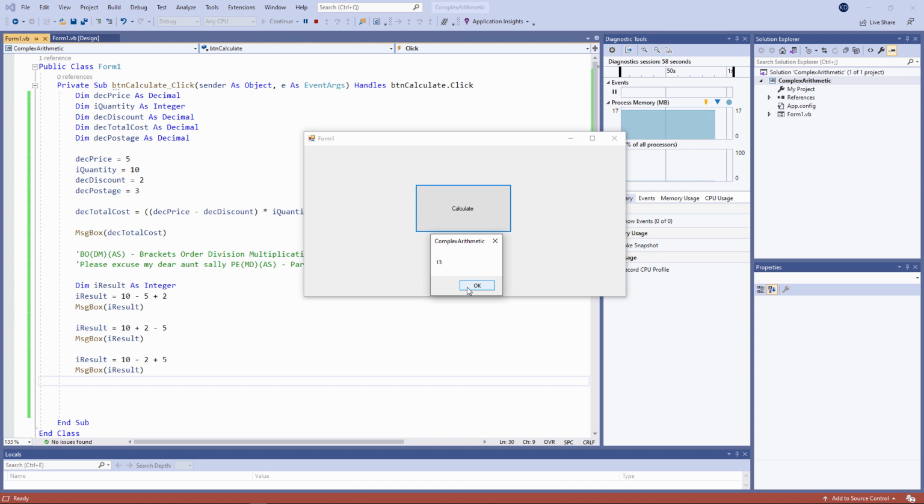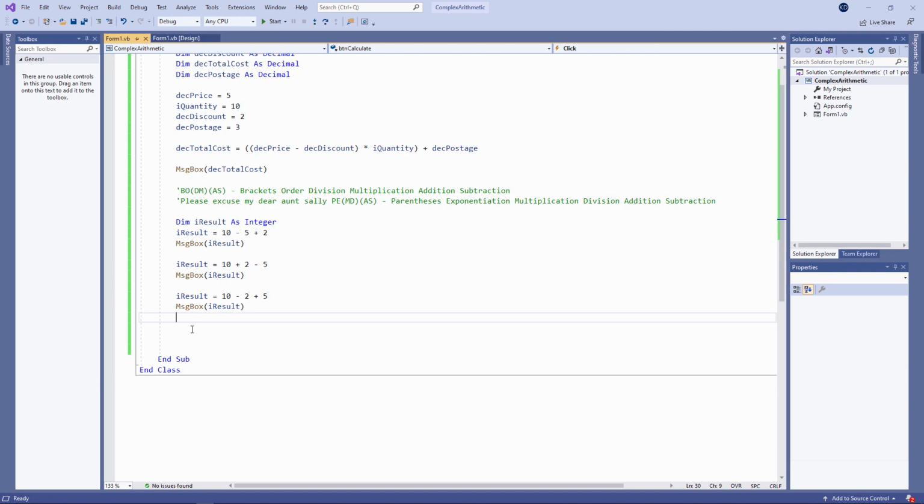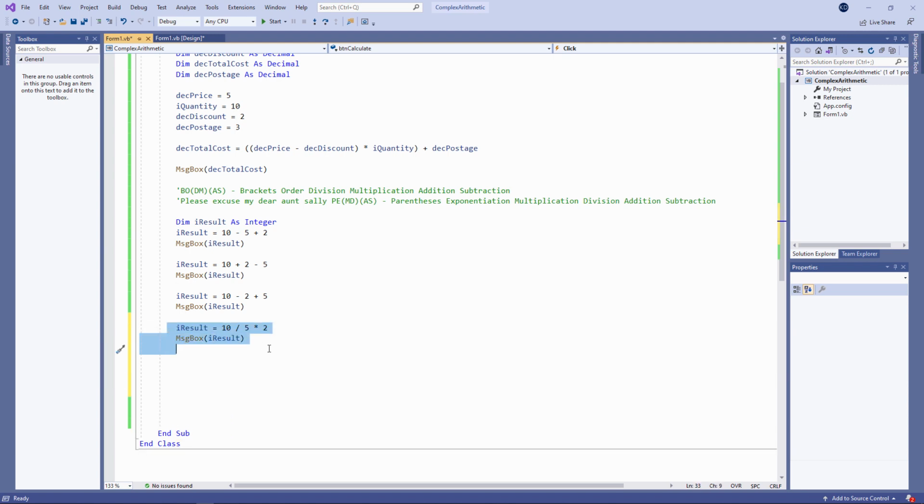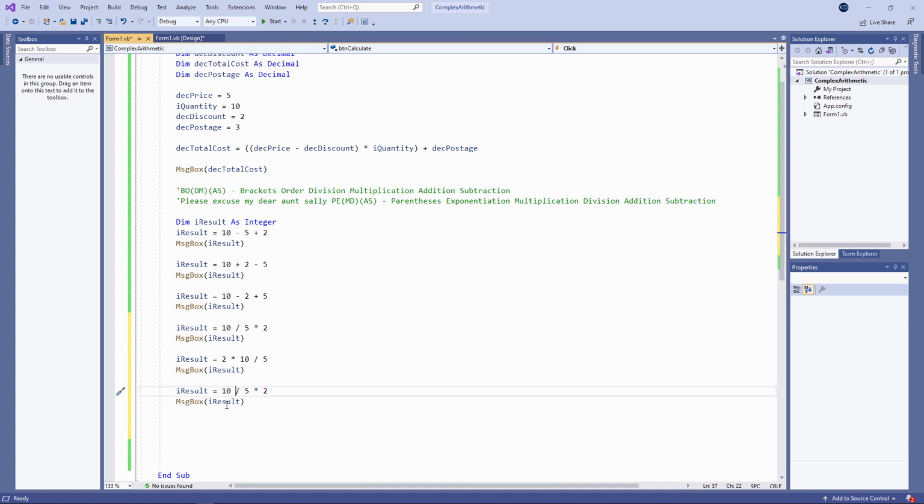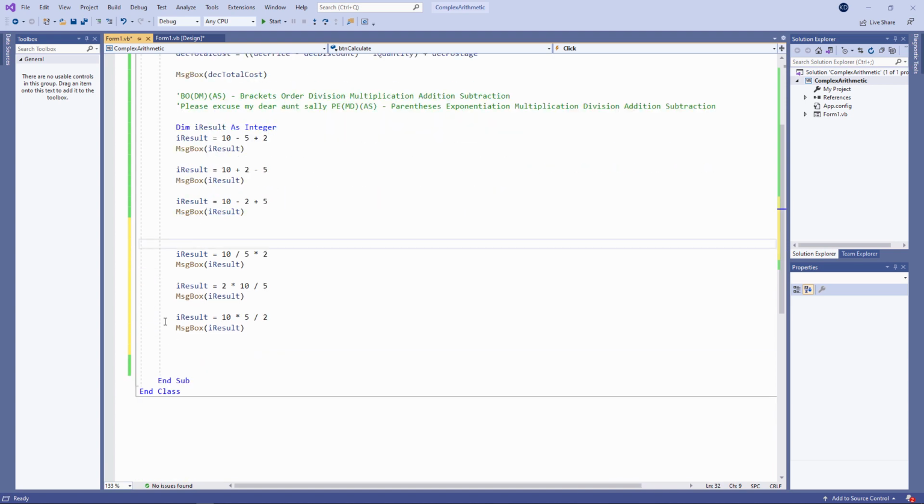But 10 minus 2 plus 5 is 13. Let's be clear, I haven't just swapped around the order of the operations, I'm changing the number which I'm subtracting from 10. 10 minus 2 is 8, plus 5 is 13. It's a different calculation. The same applies here. In the first two examples, all I've done is change the order of operations. I've got 10 divided by 5 times 2, or 2 times 10 divided by 5. But in the third example, it's a different calculation. It's 5 divided by 2 multiplied by 10.